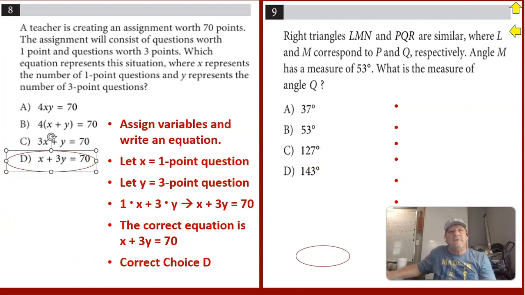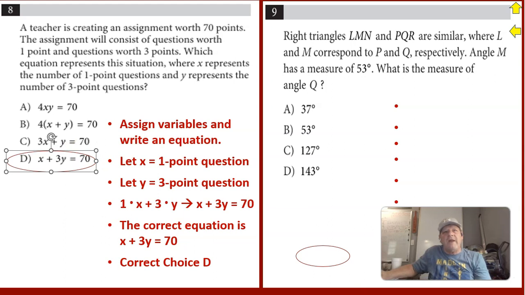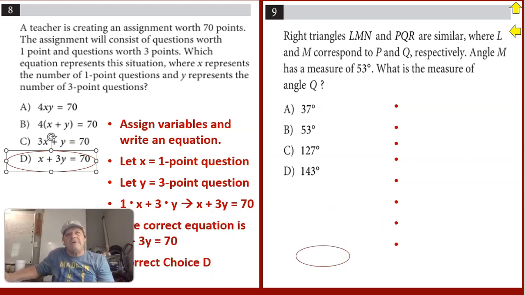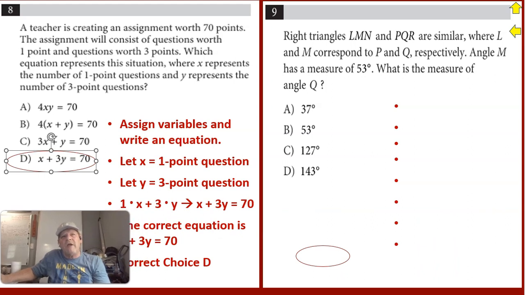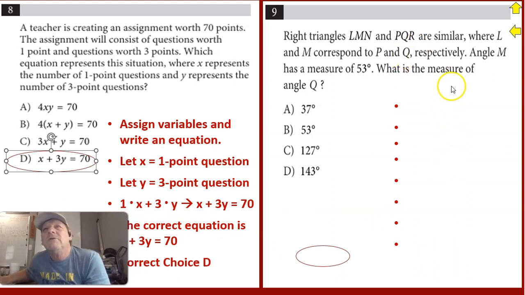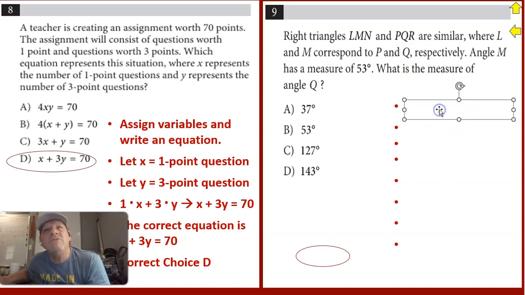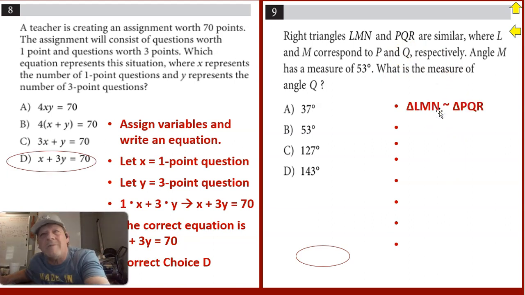All right. So now let's go ahead and look at question 9. It is about similar triangles. So the first thing, you can draw the triangles if you want, but it is not necessary if you remember a few important things from your geometry class.